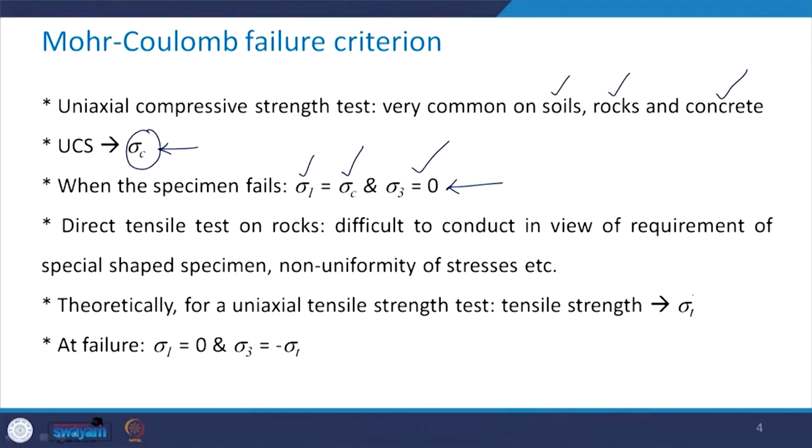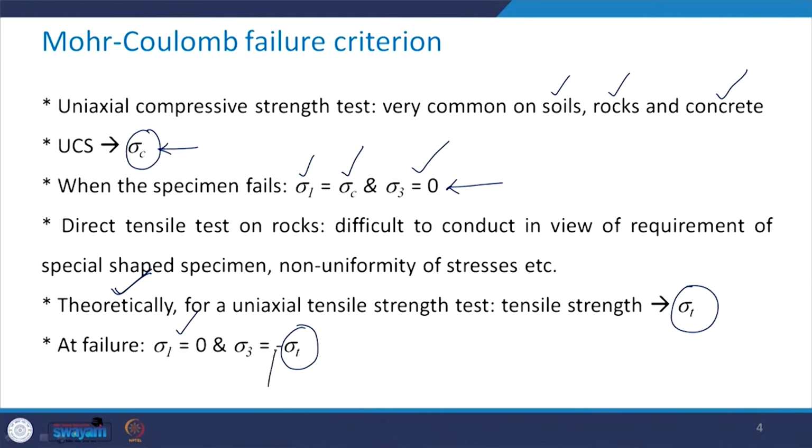But say theoretically, if we are conducting the direct uniaxial tensile strength test, in that case at the failure what we will get is the tensile strength, say sigma t. So, remember that we are talking about a theoretical condition. So, at failure, you will have sigma 1 equal to 0 and sigma 3 is going to be equal to the tensile strength.